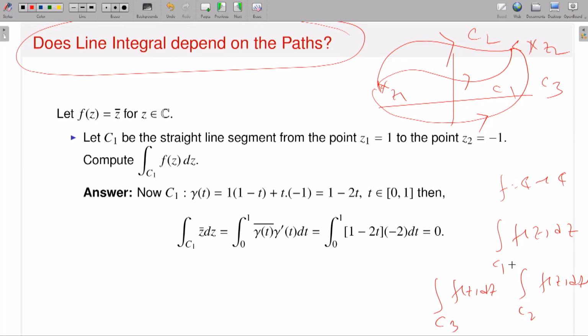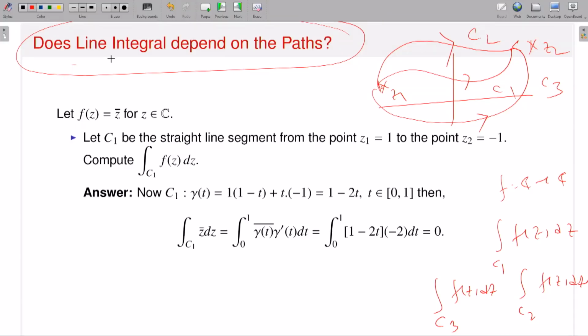If it happens that, taking two points z1 and z2, whatever contour I take starting from z1 ending at z2, the corresponding value of the line integral or contour integral is the same, then I will say that it is path independent. And if I have two different contours starting from z1 and ending at z2 and the corresponding line integral values are different, then I will say that the line integral is path dependent. Okay, so does the line integral depend on the paths?